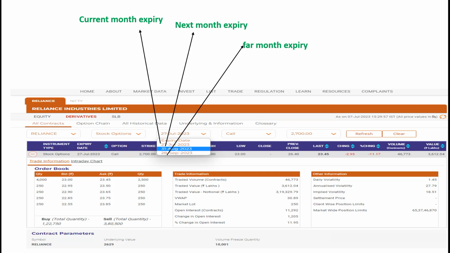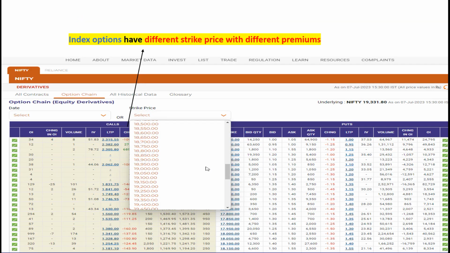So from July, the next month expiry is August, and after that is September, which is the far month expiry. Next is the strike price. Index options have different strike prices with different premiums. Here we have options with strike prices 18,500, 18,550, then 600. It adds in steps of 50: 650, 700, 18,700, 18,750.